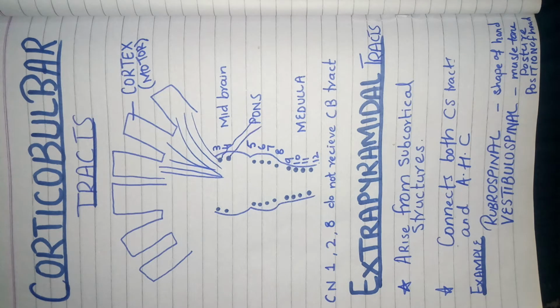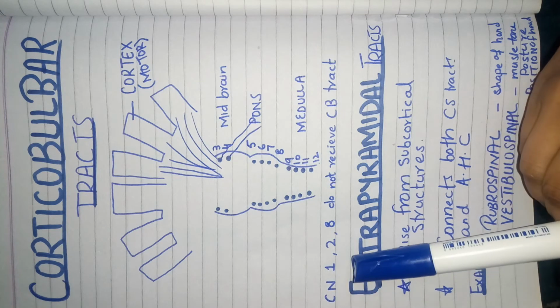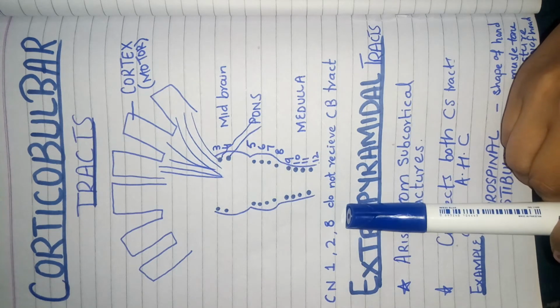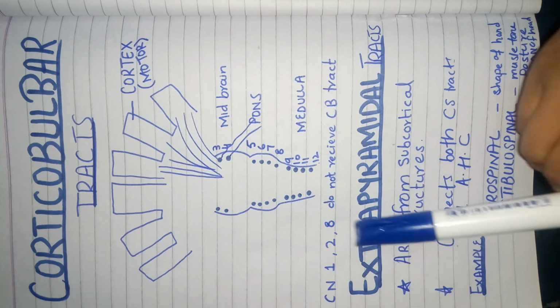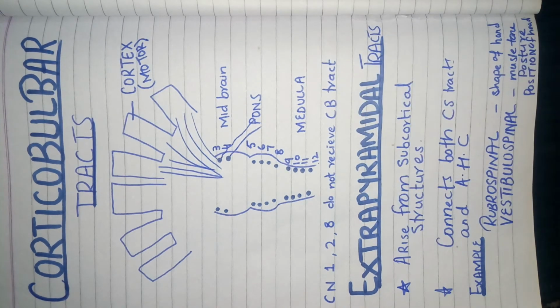Now one thing we need to keep in mind is that they are motor tracts and they originate from the motor cortex, so they cannot supply the cranial nerves which are sensory. Okay, they will only supply the motor cranial nerves or the mixed cranial nerves, those nerves which have a motor component in them. So the cranial nerves which are totally sensory are cranial nerves 1, 2 and 8. These cranial nerves are totally sensory, so they do not receive corticobulbar tracts.